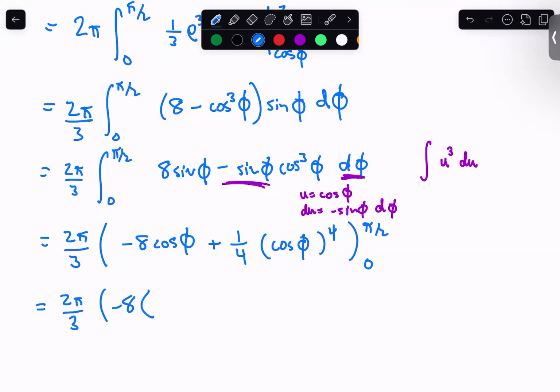So cosine of pi over 2 is going to be 0, minus cosine of 0 is going to be 1. Cosine of pi over 2 is going to be 0. Raise that to the 4th power. That's still 0. Minus cosine of 0 is going to be 1. Raise that to the 4th power. You still get 1.